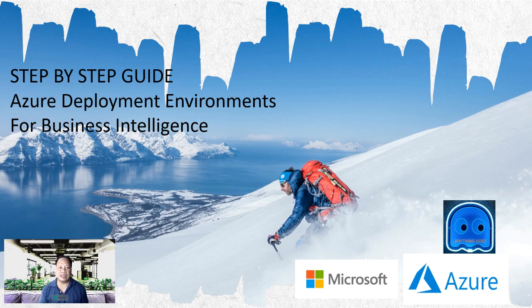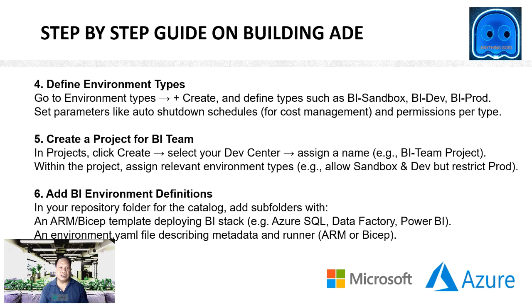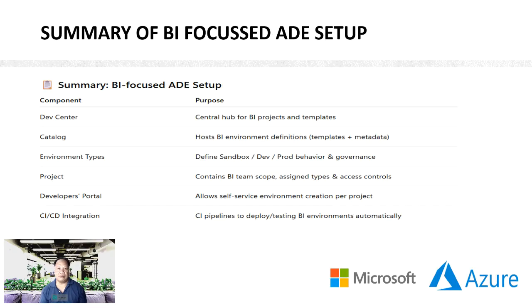So the step-by-step guide is here. You create a dev center in Azure, and then assign or manage identity and permission, assign a catalog of your environment templates, define environment types, and create a project for your BI team, and the environment definition, grant developer access, and developers spin up environments so that it's self-service. I can just provision any server I want, and then automate your CI/CD deployment.